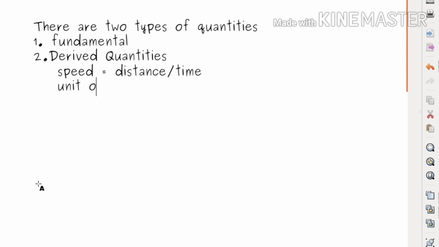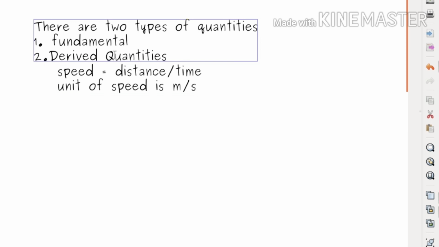Now the question is, how do we know which one is fundamental and which one is derived? So a fundamental quantity means independent of any other quantity, like distance is meter, time is second, so both these quantities are fundamental, and the derived quantity is speed. Now we have 7 types of fundamental quantities.